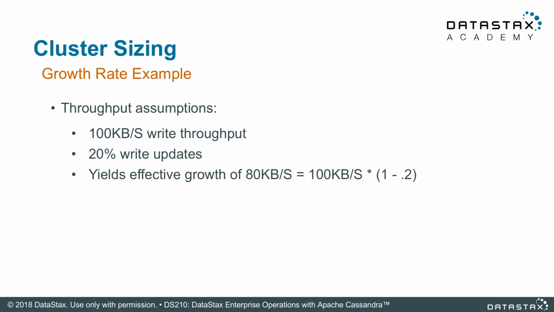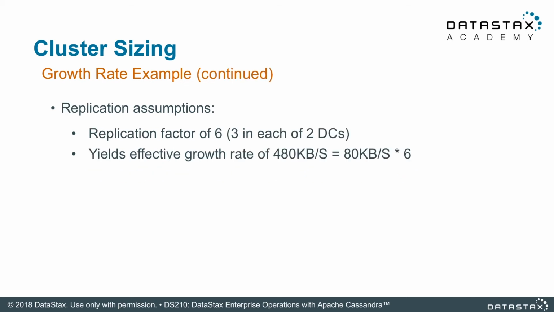Let's throw some replication considerations in there and see what happens. In this example, we have a replication value of 6, 3 replicas in each of 2 data centers. This results in a growth rate of 480 kilobytes per second, which is 80 kilobytes times 6. All right, one more example, I swear.